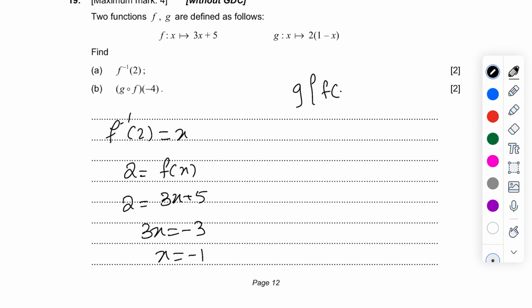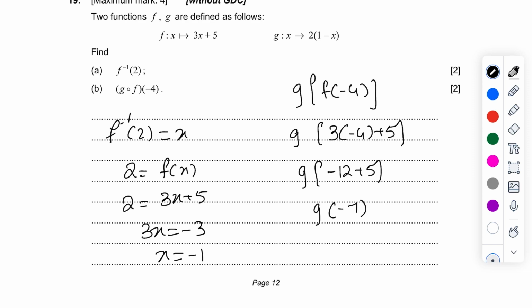g of f of negative 4. f of negative 4 is 3 times negative 4 plus 5, so g of negative 12 plus 5, which is g of negative 7. Plug in negative 7 over there: 2 times 1 plus 7, which is going to be 16. That's the answer.